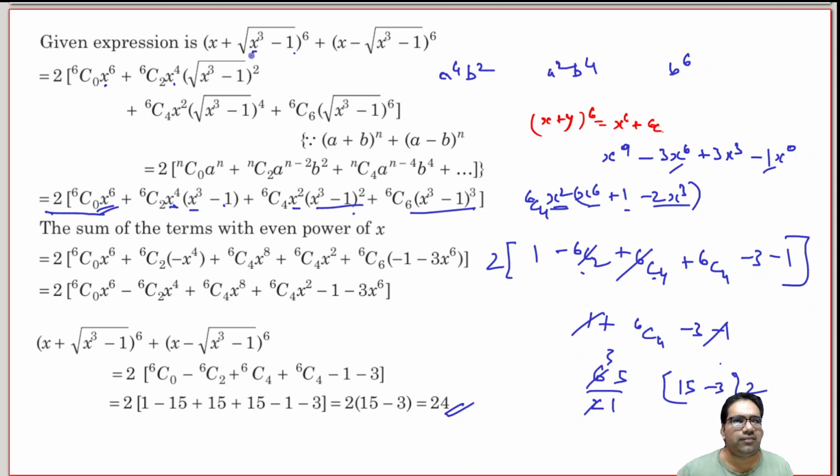So we had observed that this is in the form of (a + b)^6 and (a − b)^6, and we cancelled all the terms that get cancelled. We're left with only a^6, a^4 b^2, a^2 b^4 and b^6, where the coefficients are 1, 6C2, 6C4 and 6C6. Then we expanded this and collected all the even powers of x. Right, guys? Simple problem. Hope you like this.